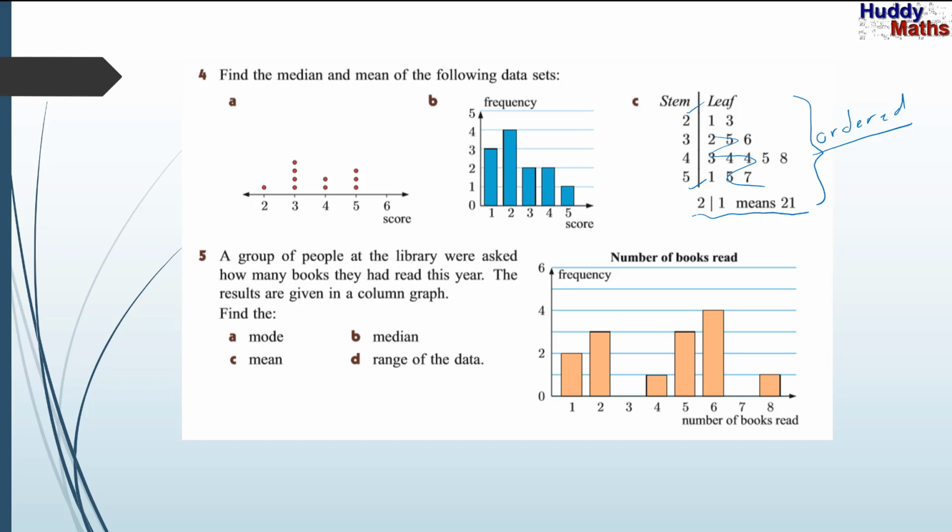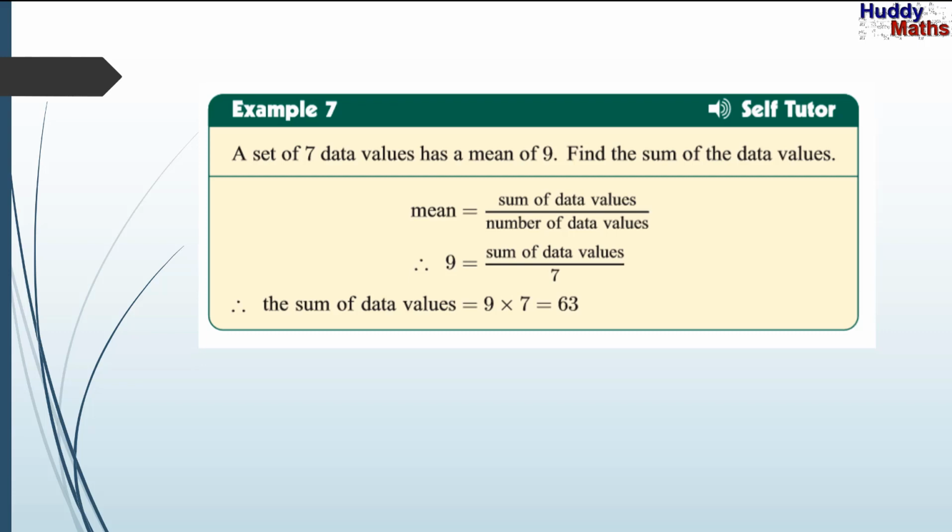Okay, have a go. We'll go down to some answers in a minute. A little bit more, a little bit of a twist on the mean here. A set of 7 data values has a mean of 9. Find the sum of the data values.